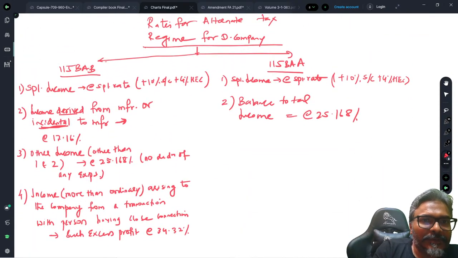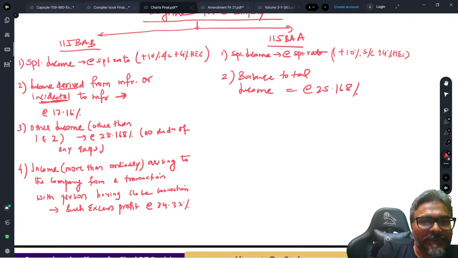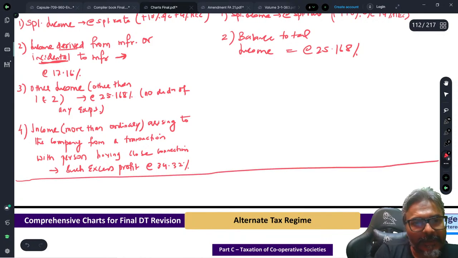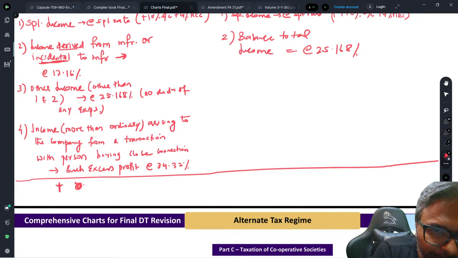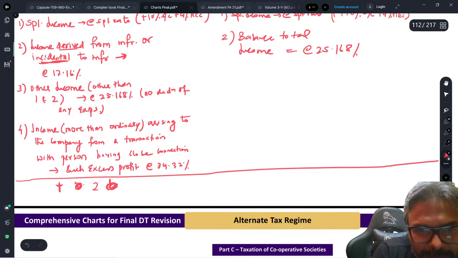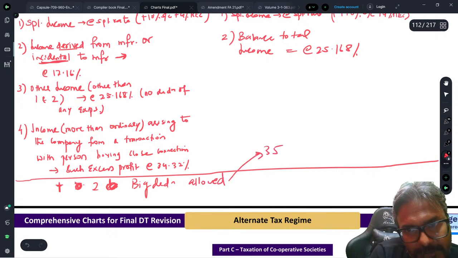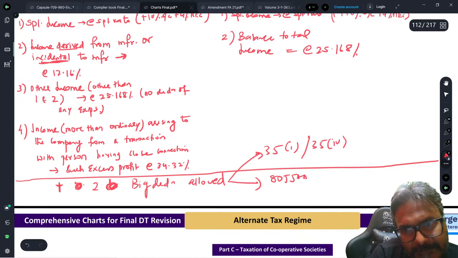So now on the day of the examination, what is it that you are going to revise, friends? Apart from the rate, you will revise the deduction, two big deductions allowed. Which are those two big deductions allowed? 35(1)(ii), 35(1)(iv), and the second one is 80JJAA and ATM.